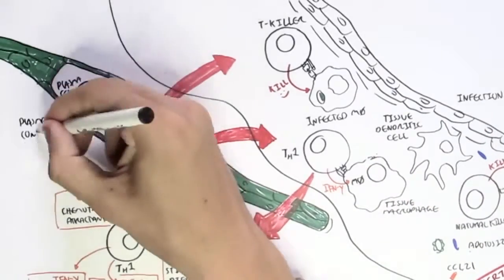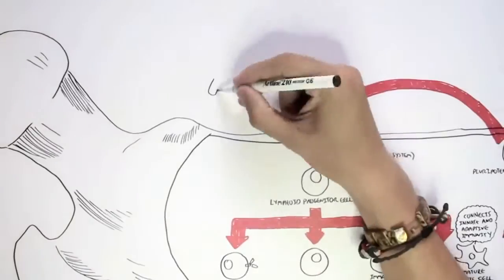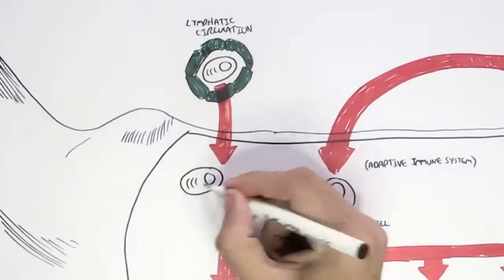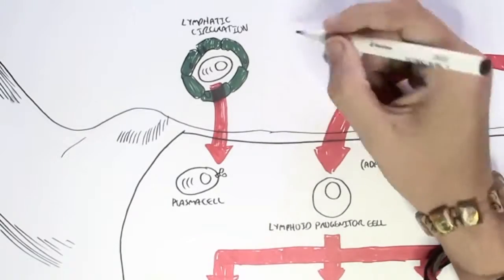The plasma cells in the lymphatic circulation are long-lived plasma cells, and so they will continue on to the bone marrow through the lymphatic circulation. In the bone marrow, they will secrete their antibodies, and the antibodies secreted by these plasma cells will promote the immune response, the adaptive immune response. And so this plasma cell will secrete antibodies.